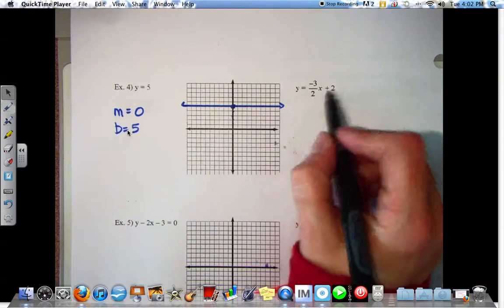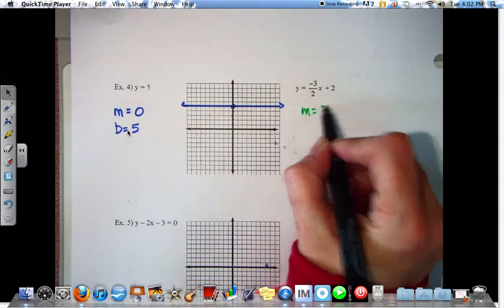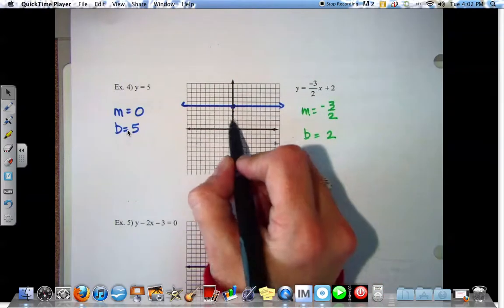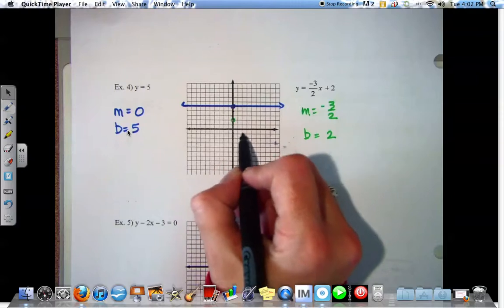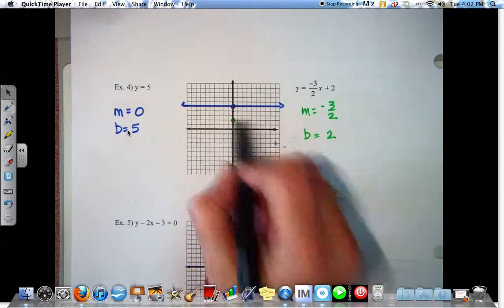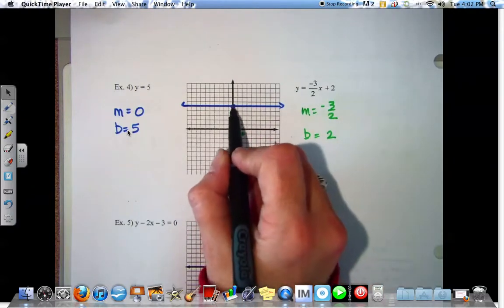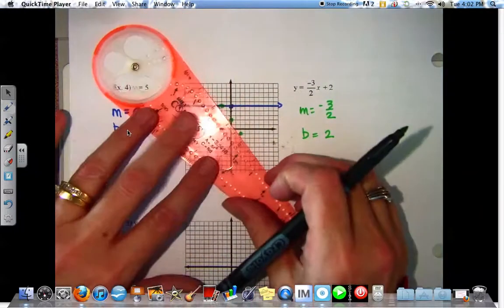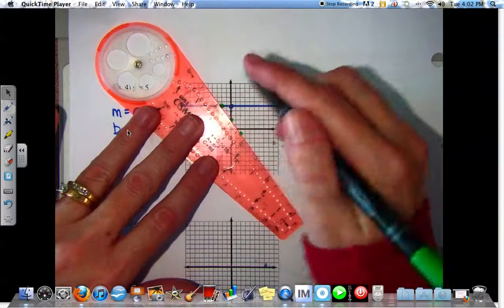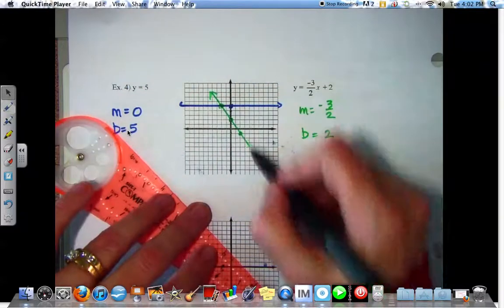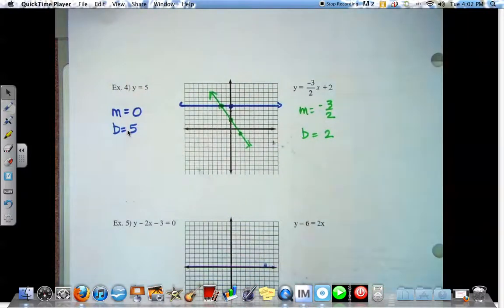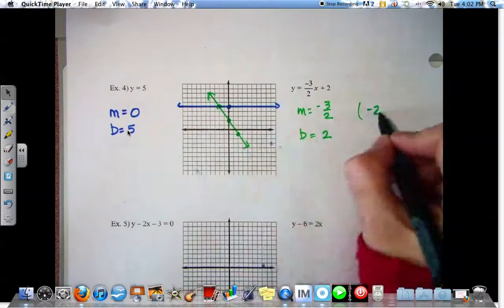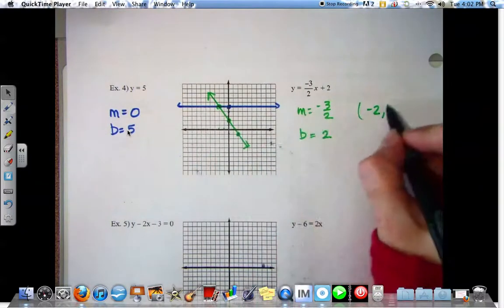Y equals negative 3 halves x plus 2 gives us a slope of negative 3 halves and a y-intercept of 2. So we're going to go up 2 and then down 1, 2, 3 over 2. So we go up 1, 2, 3 over 2. And we can see where it hits the line. So our point of intersection is over 1, 2, that's negative 2, and it hits the y equals 5 line, so that's negative 2 and 5.